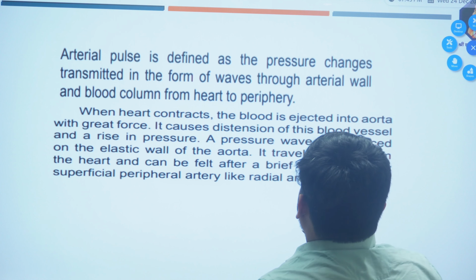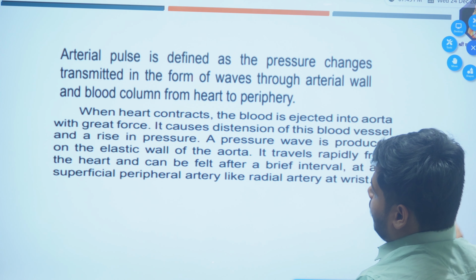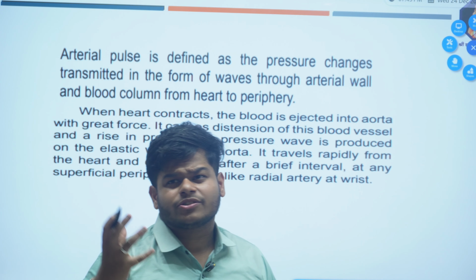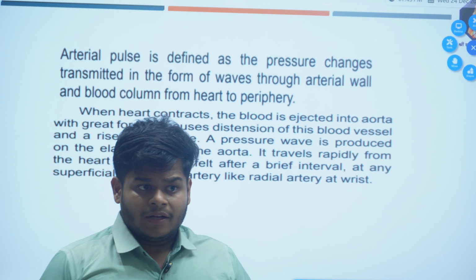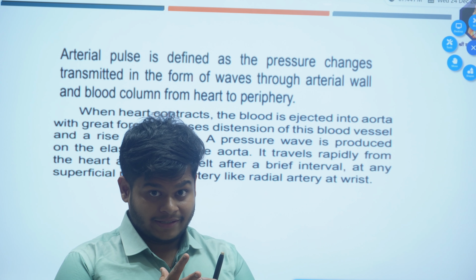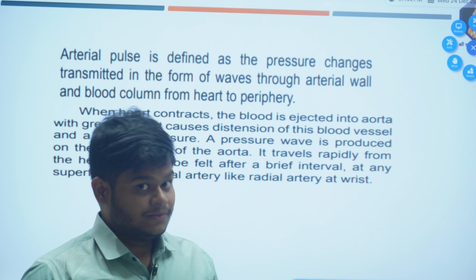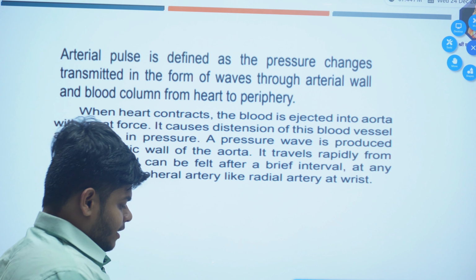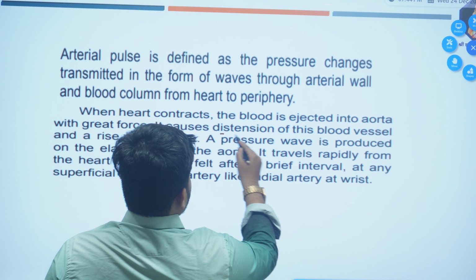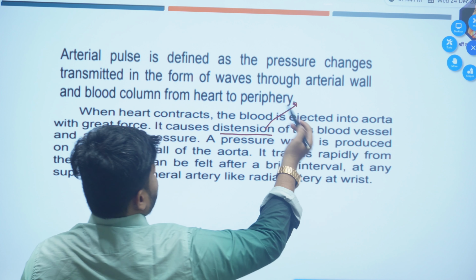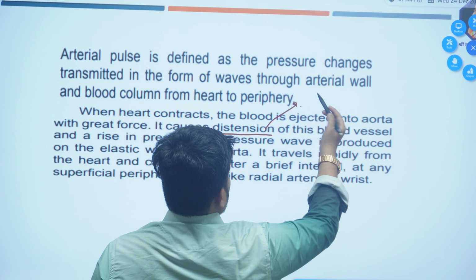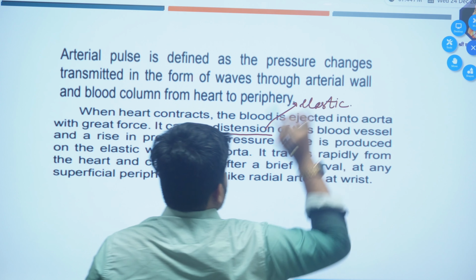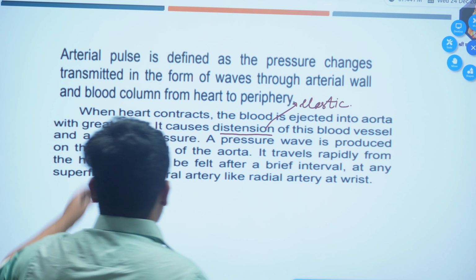When the heart contracts, the blood is ejected into the aorta with great force, right? When there is a systolic movement of the heart, volume decreases, so pressure increases. It causes the distension of the blood vessel. What is meant by distension? Anybody? Distension is an elastic property, the property to stretch. We say distensibility of the blood vessel, and a rise in the pressure.